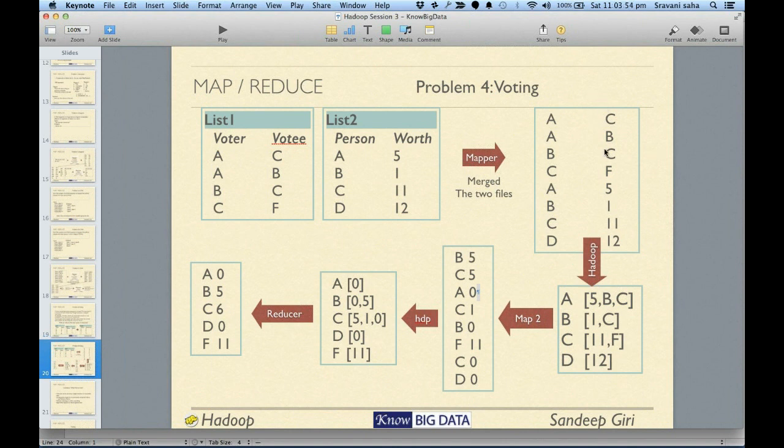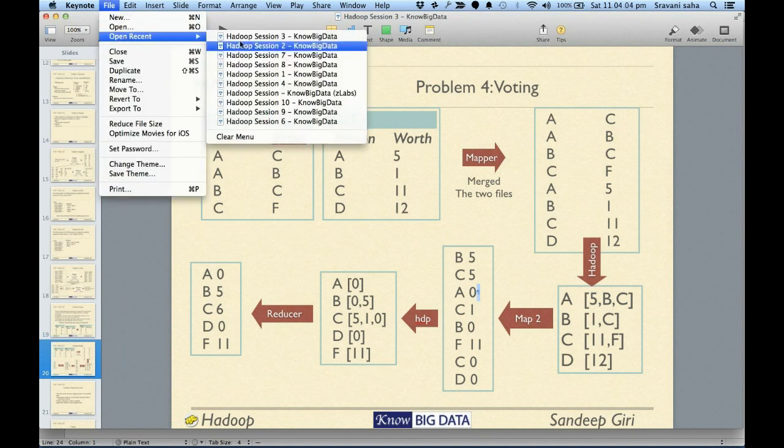Okay, how will the merge work when the data is split across other nodes? Okay, so that's a very good question. The way the merge works, if you remember our second session, I'll just open the second session.